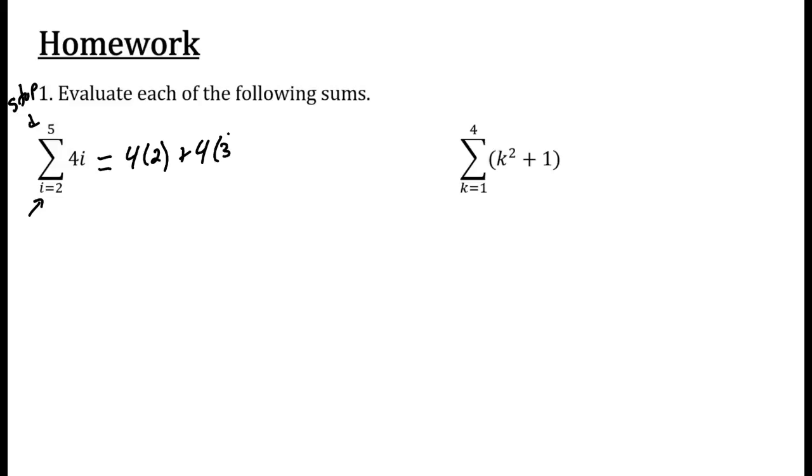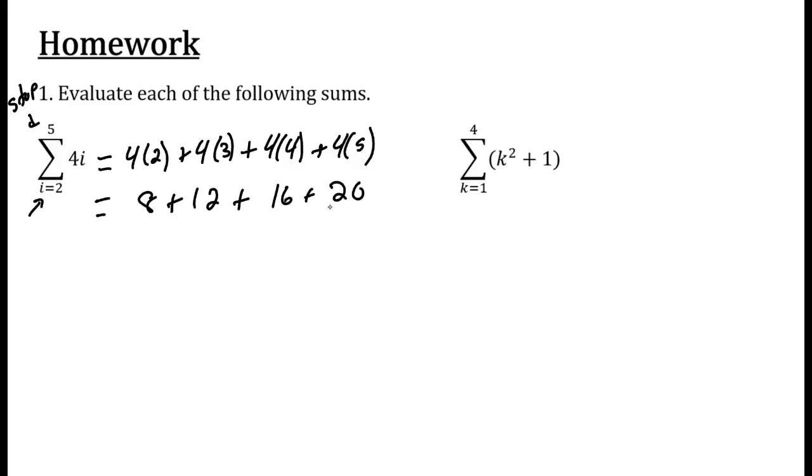So 4 times 3. Great, keep going. Now I'm going to plug in a 4, 4 times 4. I'm going to plug in a 5, but I don't keep going because it says stop at 5. So we get 8 plus 12 plus 16 plus 20. 20 plus 20 is 40 plus 16 is 56. So you could use your calculator there to add those up, but if I add up the terms here, I get 56.